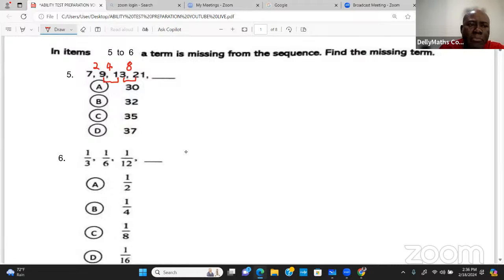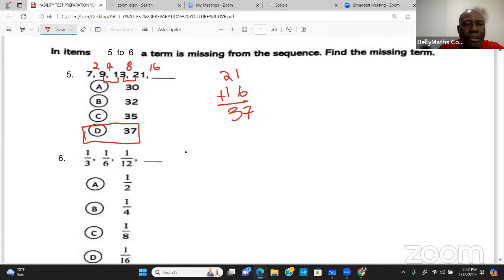Or in other words, if we use addition, I'm seeing that 2 added to the 7 gives 9. 4 added to the 9 gives us 13. 8 added to the 13 gives 21. So I'm going to be adding 16. So let us add 16 plus that 21. So we're looking for 37 for our answer. Our answer should be D.